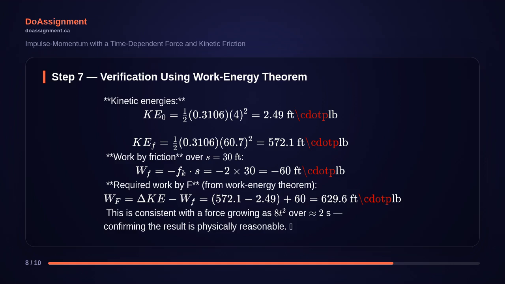Checking with the work-energy theorem, the initial kinetic energy is about 2.49 foot-pounds, and the final kinetic energy at 60.7 feet per second is about 572 foot-pounds. Friction does negative 60 foot-pounds of work over 30 feet. The applied force, therefore, must have done about 630 foot-pounds of work total, which is physically consistent with a rapidly growing force applied over roughly 2 seconds. The result is confirmed.